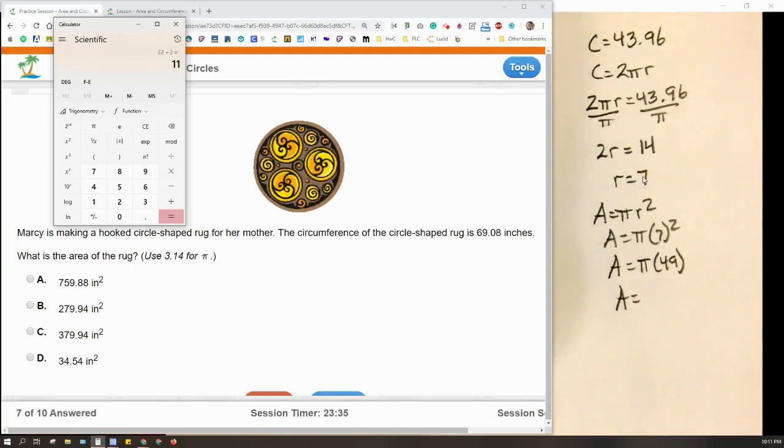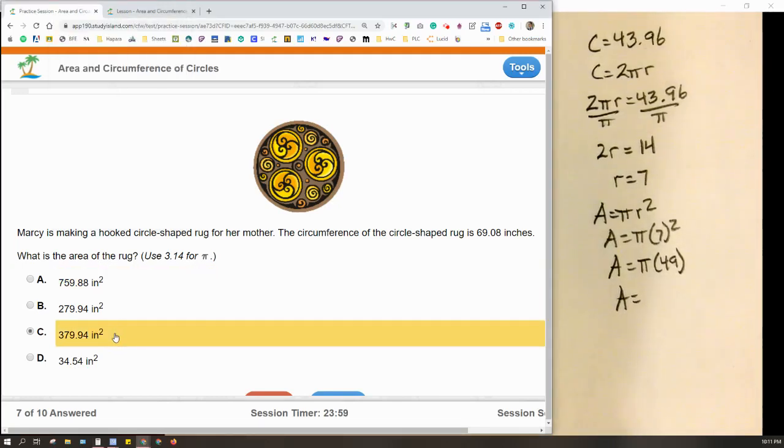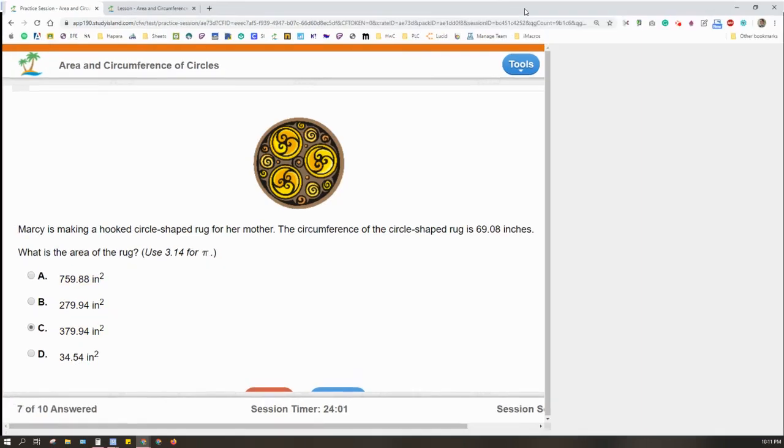Well, what did we do? We took the radius and we put it into the formula for area, which is pi times the radius squared, which means we take the radius and we square it. Last time it was 7 times 7 is 49. This time it's 11 times 11, which is 121. And then finally, we say that times pi. So we say times 3.14, and we get our answer, 379.94. There's our answer right there.